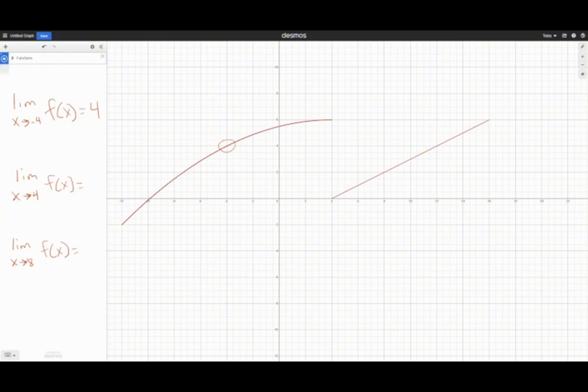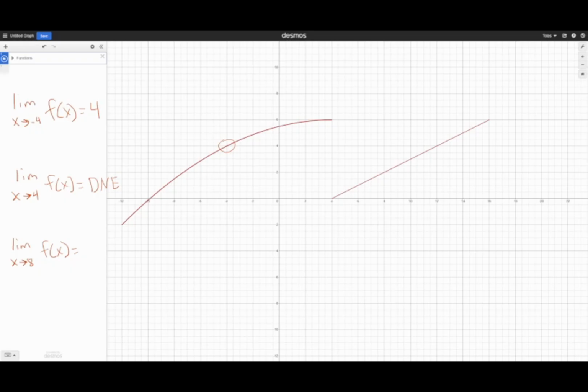So because the limit from the left is 4, but the limit from the right is 0, we would say the limit as x approaches 4 does not exist. I'm just going to write that as DNE. It does not exist. And then if we look at 8 instead, well, that's just like the previous one.